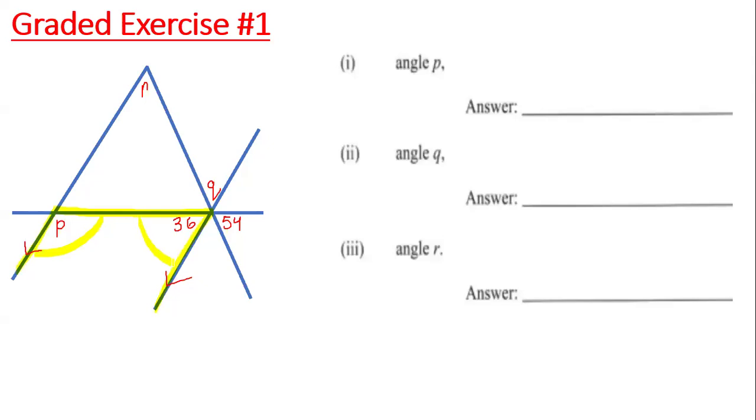180 degrees. So P is equal to 180 degrees minus what? 36. 180 degrees minus 36, and we get that P is equal to what? 144 degrees. All right, so if you got P equal to 144 degrees, you're absolutely correct. So P is equal to 144.